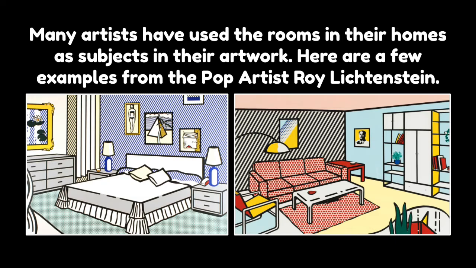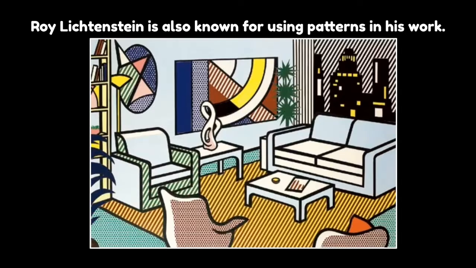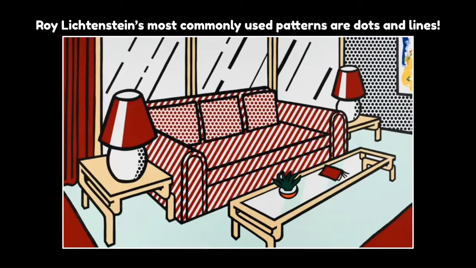Roy Lichtenstein's artwork is known for having a limited color palette, meaning he only uses 3 to 4 colors, which are usually the primary colors, which are red, blue, and yellow, plus black and white in his artwork. So here we see an example with blue, yellow, a little bit of orange and red, a tiny bit of green on the plant, and then a lot of black and white. Roy Lichtenstein is also known for using patterns in his work, and his most commonly used patterns are dots and lines.